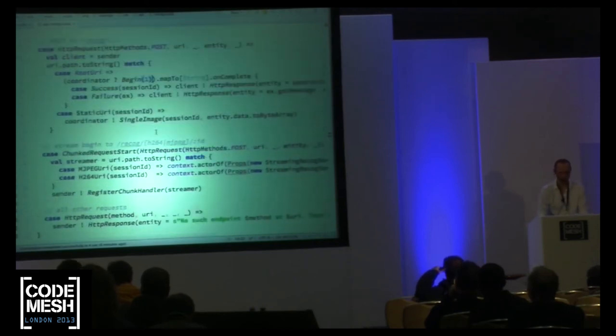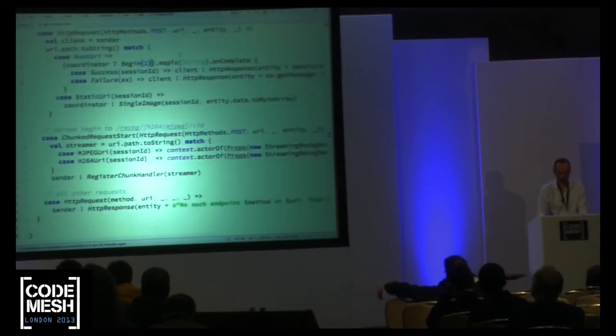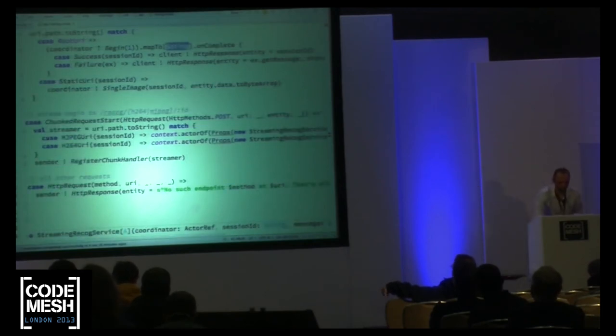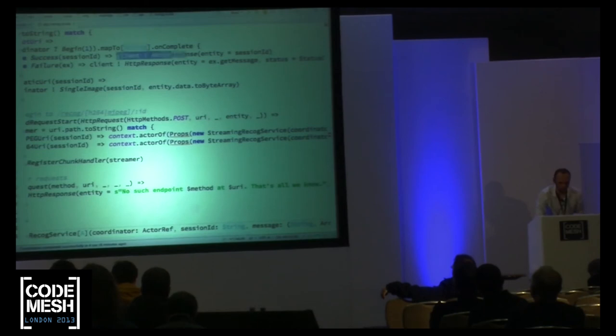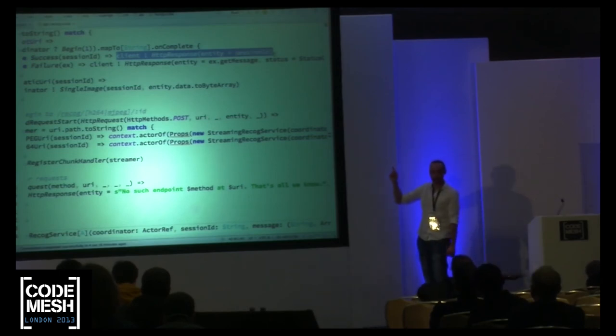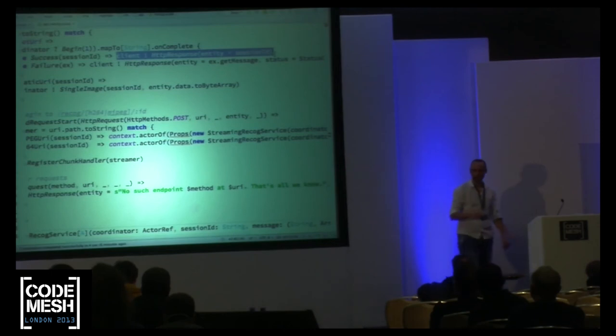So when someone does a POST to the root URI, then we send the Begin message to the coordinator. And we ask for it, so we get a Future of String. Remember the name of the session, the identifier of the session that we've generated. And it will reply to the client. When it's successful, we send to the client an HTTP response, which carries the session ID. So I can make a POST to /recog as the URL, and I get back the session ID.